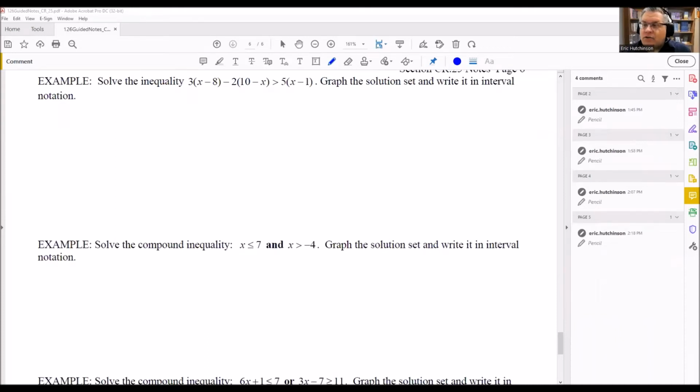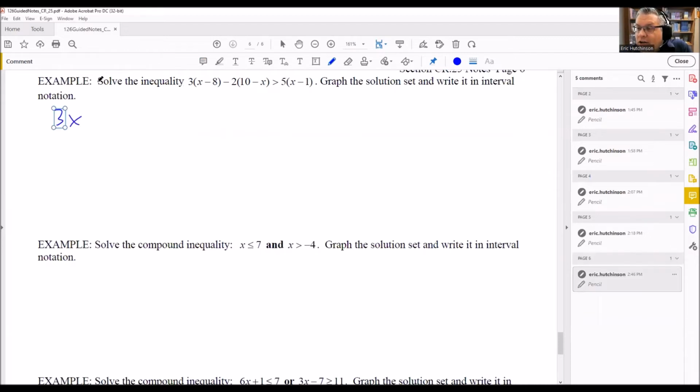This problem has three different sets of parentheses, so this is another problem that's going to be done by using the distributive property. For this, we need to multiply the 3 by both things inside here, and we'll also distribute the -2 and distribute the 5. So let's do that first.